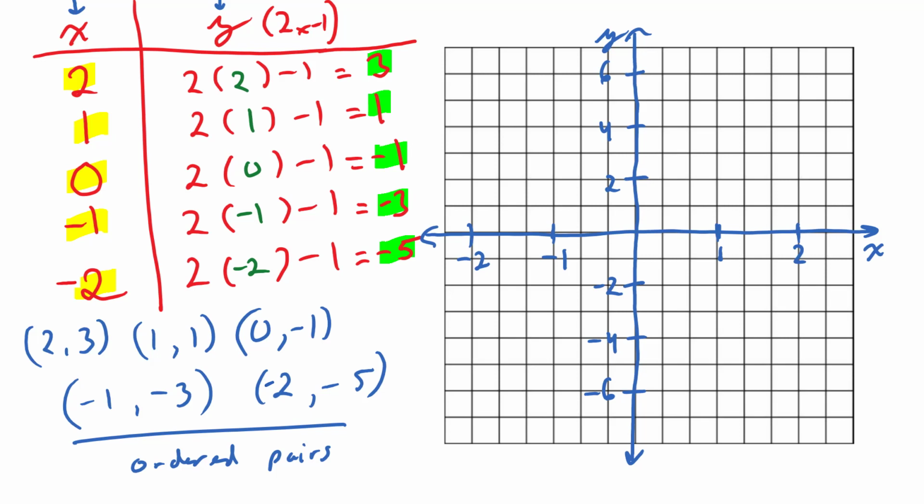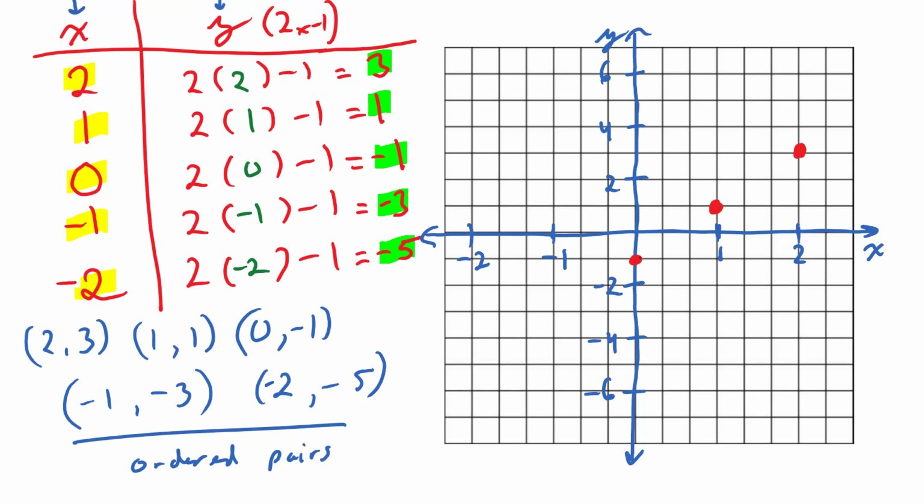Let's now plot the set of ordered pairs. 2, 3. We go over 2. We go up 3. There's your first data point. We have 1, 1. Over 1 and up 1. Next up, we have 0, minus 1. We do not move from the origin on the x-axis, but we move down 1 on the y-axis.